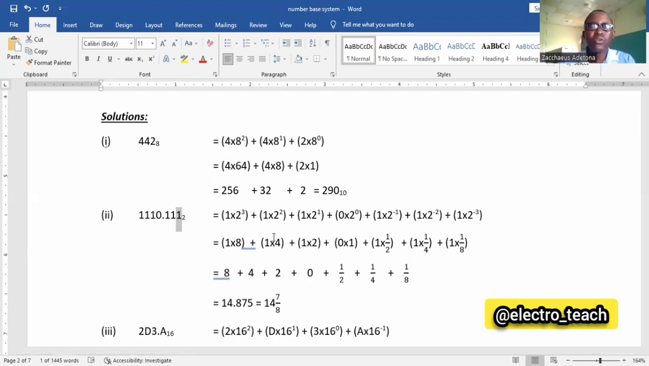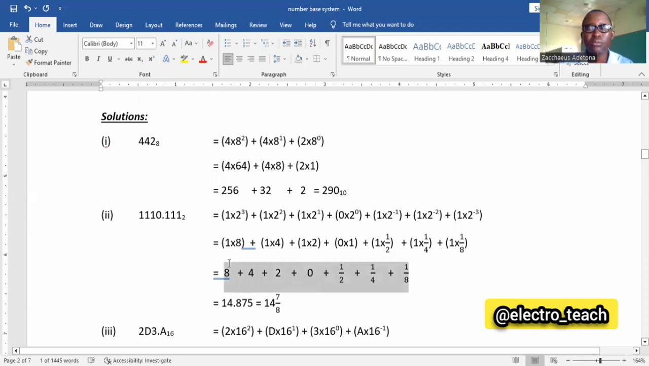1 times 8 plus 1 times 4 plus 1 times 2 plus 0 times 1 plus 1 times 1 over 2 plus 1 times 1 over 4. This is 1 over 2, this is 1 over 4, and this is 1 over 8. So plus 1 times 1 over 8. Now, if you add all of them up, we have what we have on the screen, which is 14.875 in base 10.